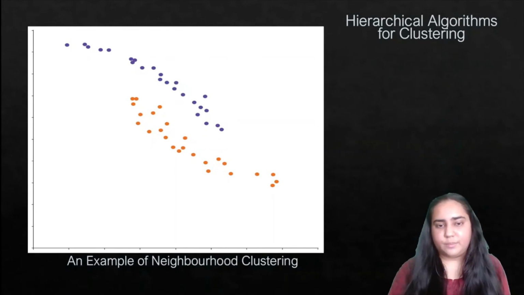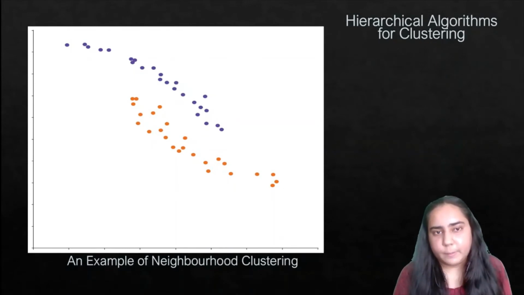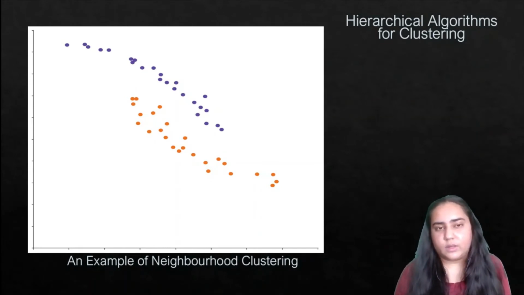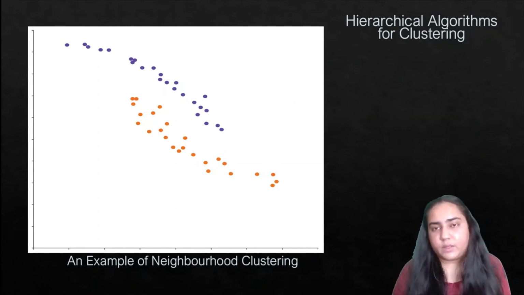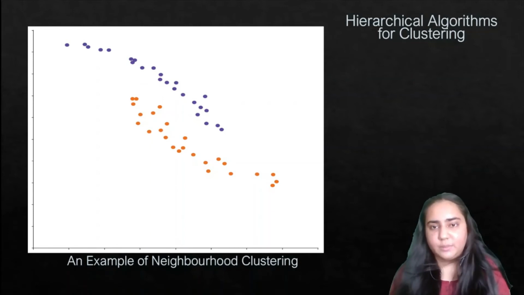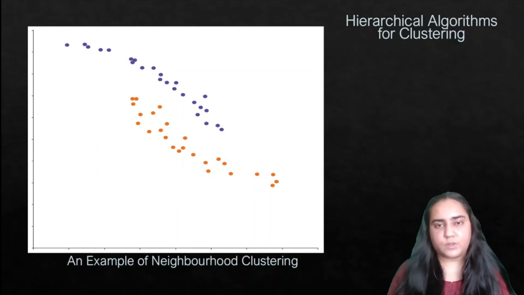Now, this is an example of neighborhood clustering. You can see points which are closer to each other have a different color than the other ones. And you'll understand this better also because I have shown you already k-means clustering with Python code. So we saw this type of clustering being done over there.